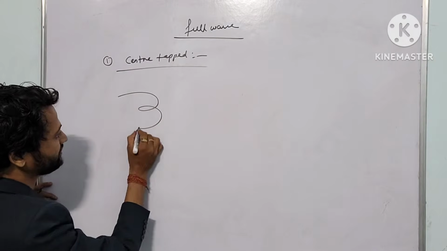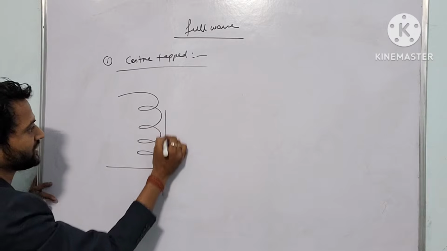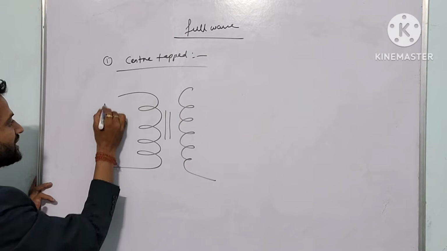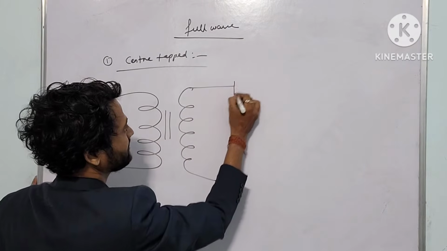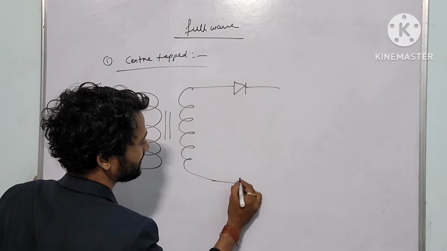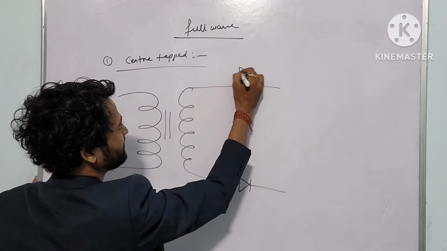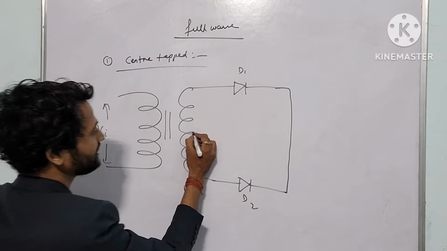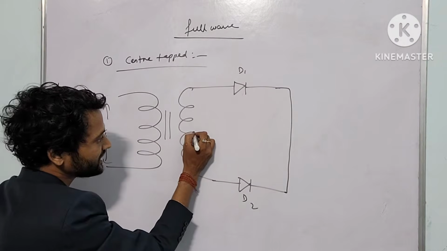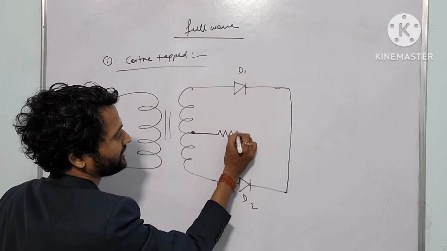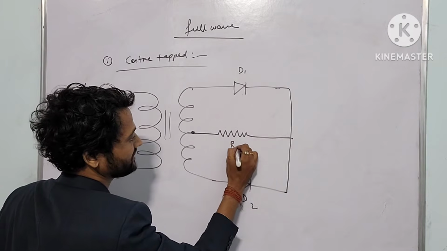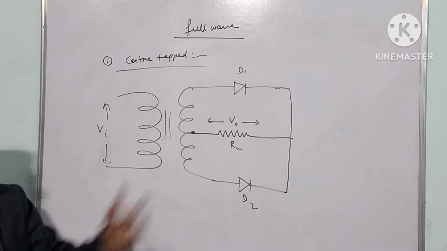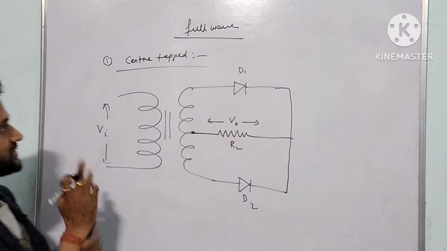Same thing, here the input side is AC, so we are using a step down transformer. This is your input side AC, and we have two diodes connected like this, diode D1 and diode D2, right? And we are shorting them, tapping from the center, and we are connecting a load resistance here, and we'll be measuring the output voltage at the load resistance. Is it clear about the circuit diagram?